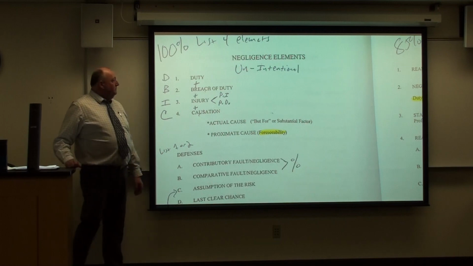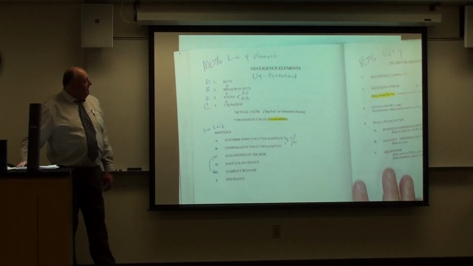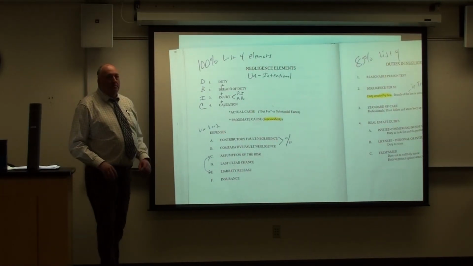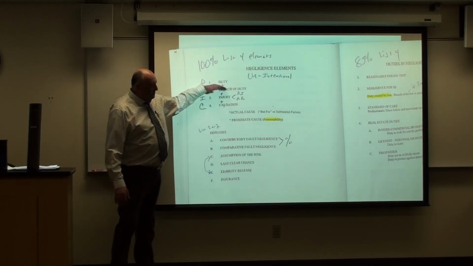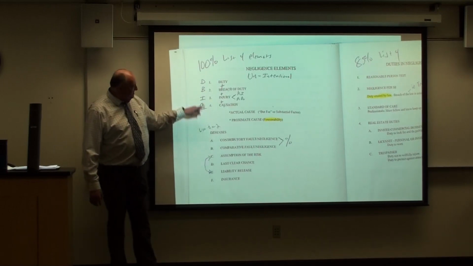All right. So, for negligence, again, just to review, 100%, I will ask you, what are the 4 elements? Duty, breach, injury, cause. DBIC.